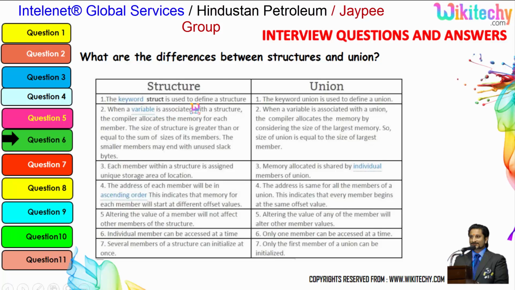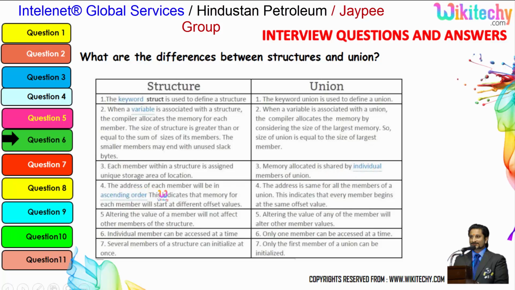The keyword struct is used, the keyword union is used. So the size of the structure is greater than or equal to the sum of the sizes. Over here, the size of the largest member is considered. So size of union is equal to the size of the largest member. Each member within a structure is assigned a unique storage area or location. The memory allocated is shared by individual members of union.